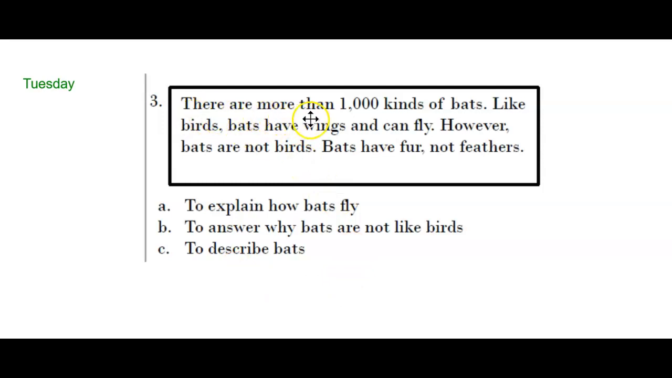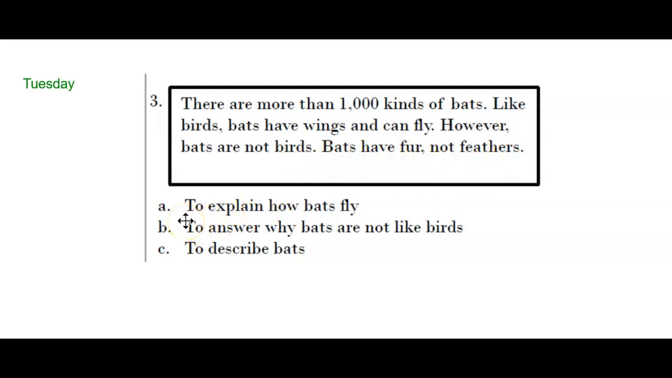There are more than 1,000 kinds of bats. Like birds, bats have wings and can fly. However, bats are not birds. Bats have fur, not feathers.